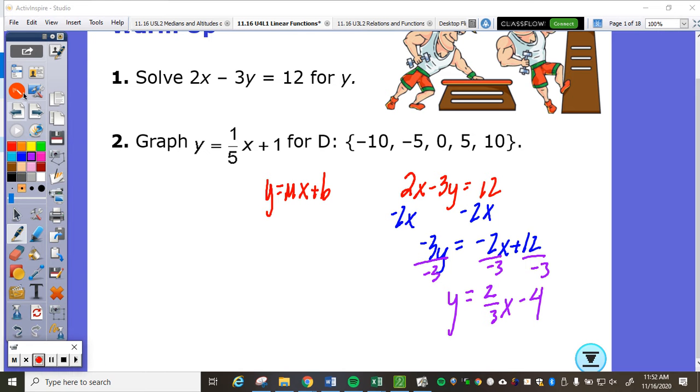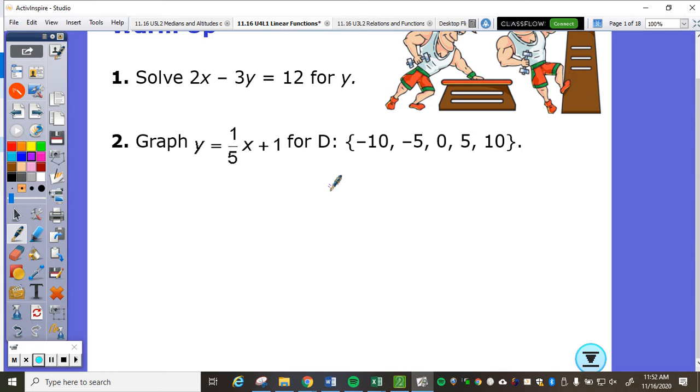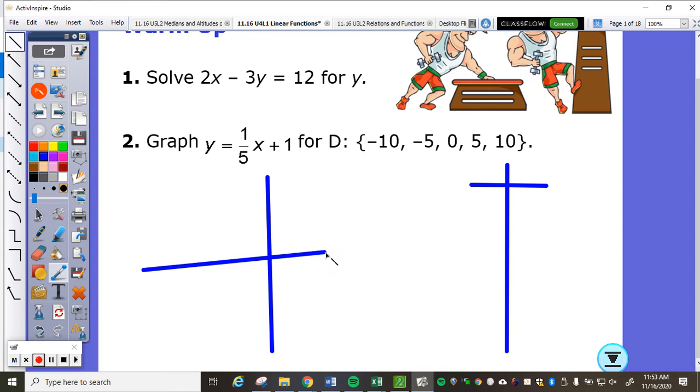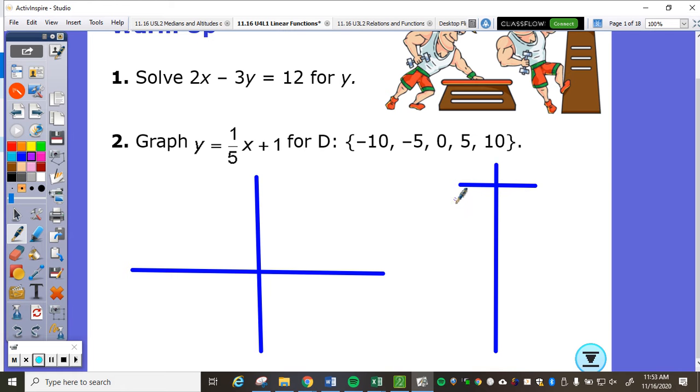Alright, so then if we are graphing these, then if we go ahead and set up a table, we'll set up our table, and we'll come over here and we'll set up a graph. Alright, so we have the domain as negative 10, negative 5, 0, 5. Alright, so I'll plug in negative 10 for x.